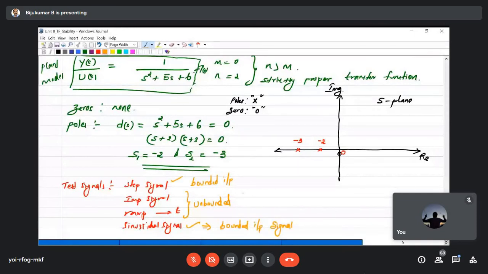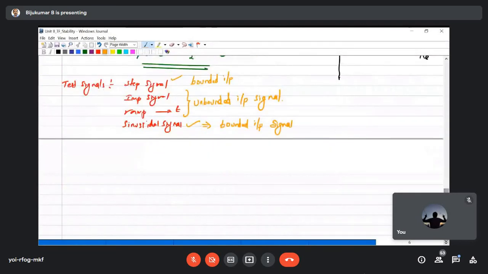It's an unbounded input signal. Okay. Now find the step response for this. Find the unit step response. How will you find the unit step response? Unit step response is the output produced by the system when the system input is a unit step input, right?